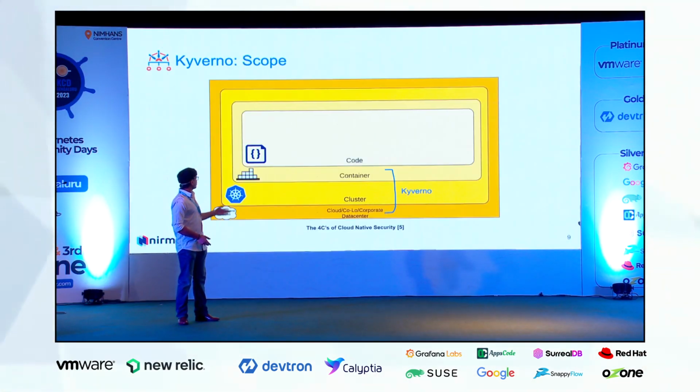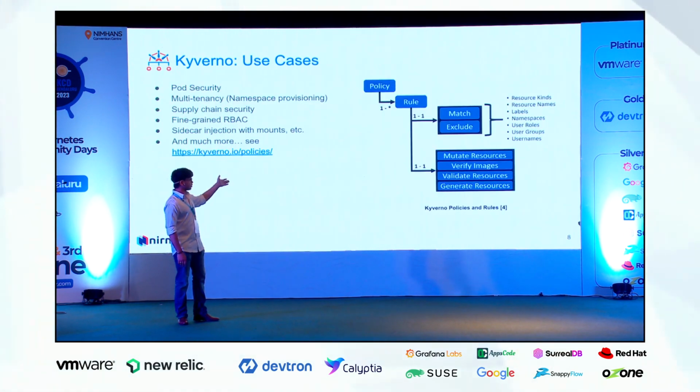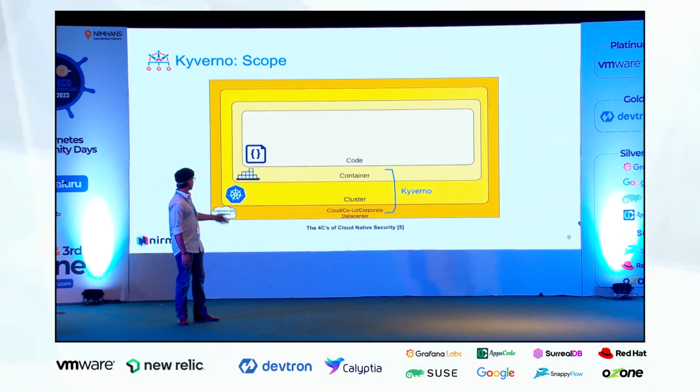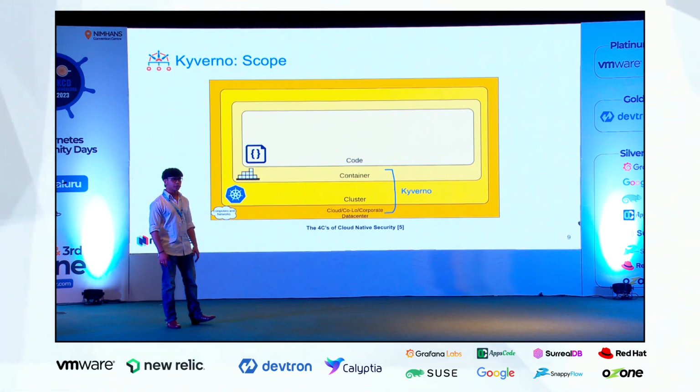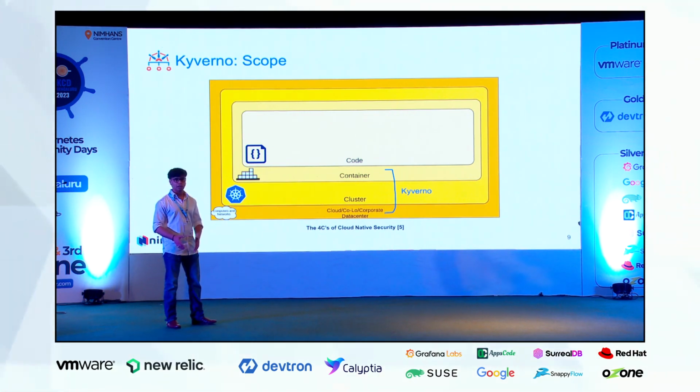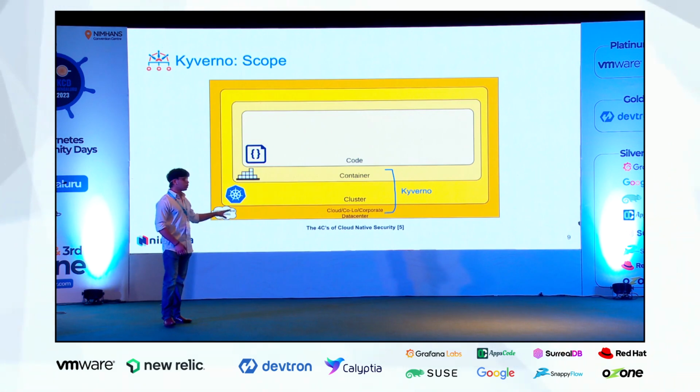Okay. Now that we have talked about it, let's look at Kyverno's operational scope. On the next slide, in Kubernetes, in the cloud native space, we have these 4 C's: code, container, cluster, and cloud level security, right? So with Kyverno, if you are running it along with an IAC tool such as Crossplane, then you are able to control basically all 4 of these aspects.